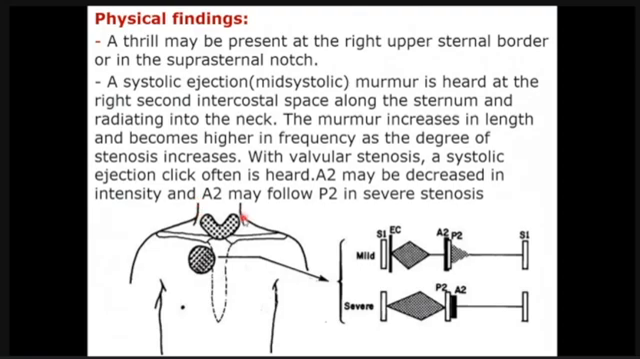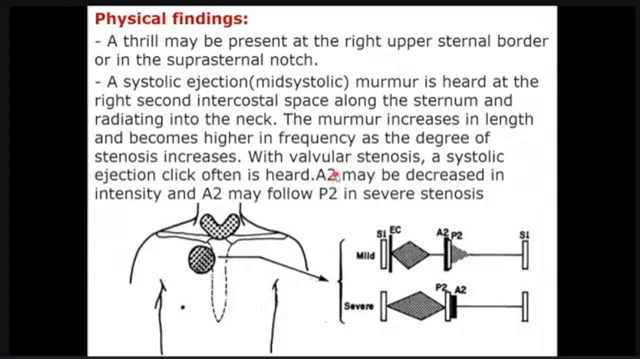The more severe the stenosis, the higher the frequency, the higher the intensity, and the longer the murmur. So the severity of the stenosis correlates directly with the length of the murmur, the frequency of the murmur, and the intensity, I mean the grade of the murmur. Sometimes with valvular aortic stenosis, you may hear an ejection click, a knocking sound during opening of the valve.